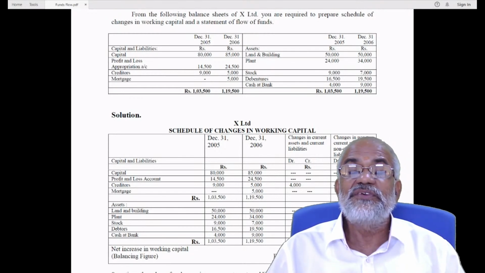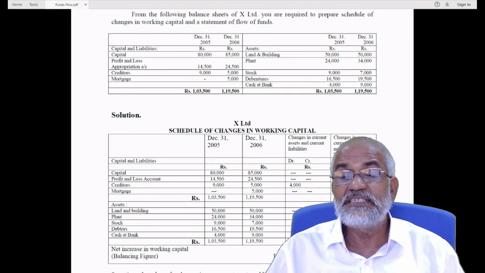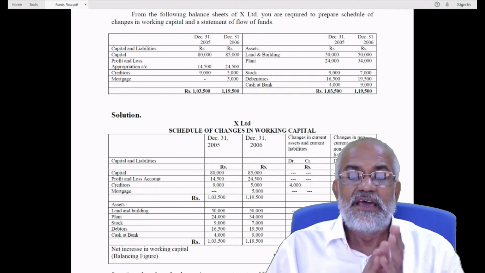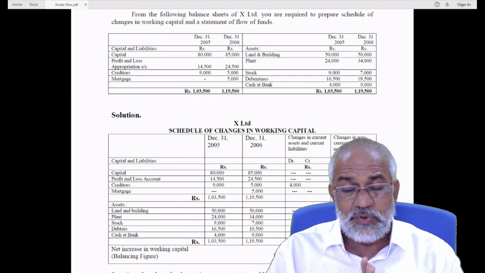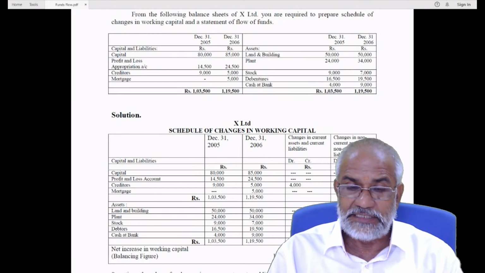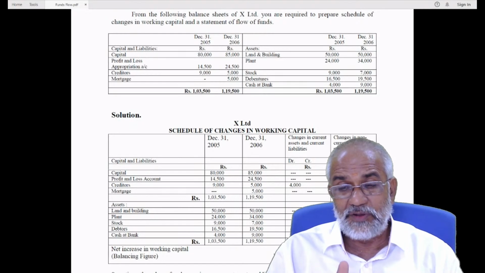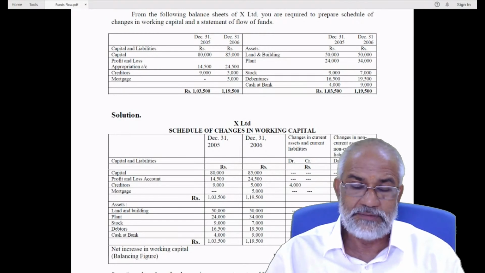Now let us see how the figures are to be inserted in these last two columns, changes in current items and changes in non-current items. As we have discussed, for the purpose of funds flow or cash flow statement, the assets are of two categories, either current assets or non-current assets, and either current liability or non-current liability. So whenever there is any change in current items, either current liability or current asset, it has to be accordingly put under the changes in current category. And when the change takes place in respect of non-current items, it will go to the last two columns, changes in non-current category.